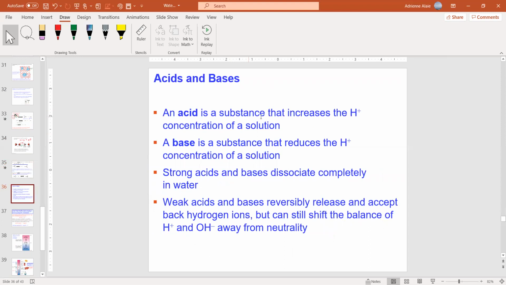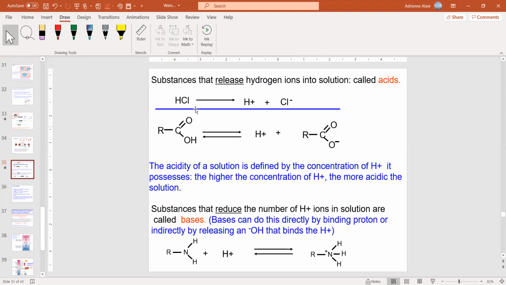I'll come back to this in a second, but I just want to show you this. We already defined an acid as something that increases the proton concentration of a solution, and I'll come back to the base. A strong acid and a strong base dissociate completely in water. So that's this. They dissociate completely, so we would refer to hydrochloric acid as a strong acid.